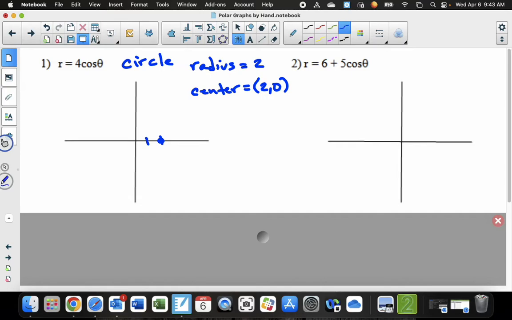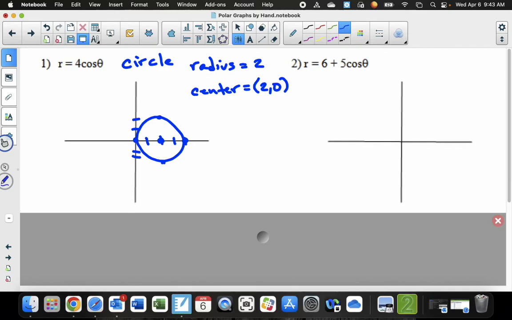And now we use the radius just to find other points. We go 2 in each direction. So let's say I go 2 more, there's another point on the circle. 2 to the left, there's a point on the circle. 2 up, there's a point. And 2 down. And there is your circle. That's it. That's all there is to circles.